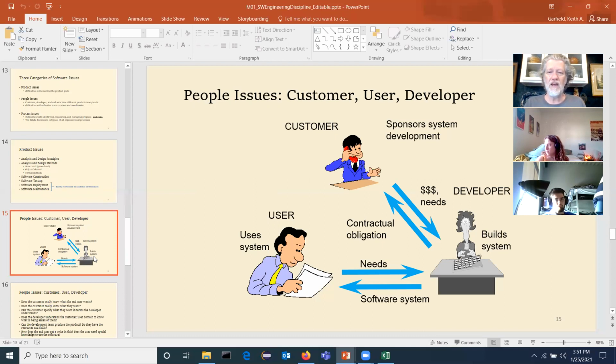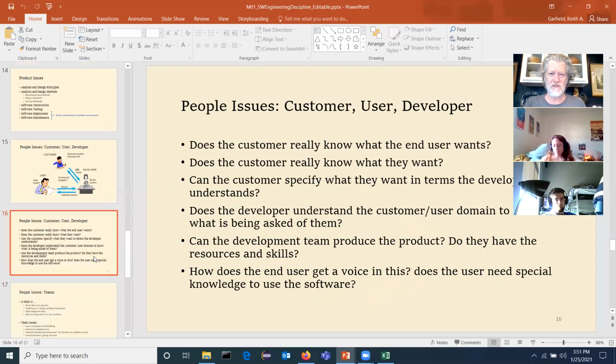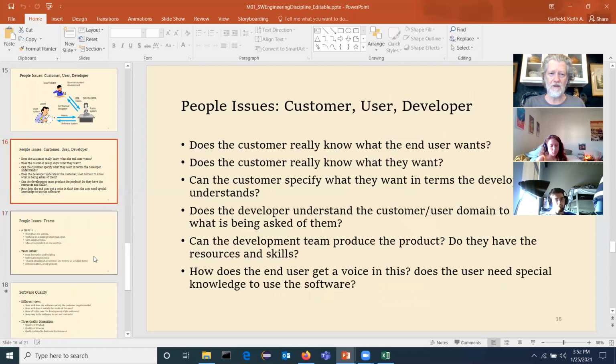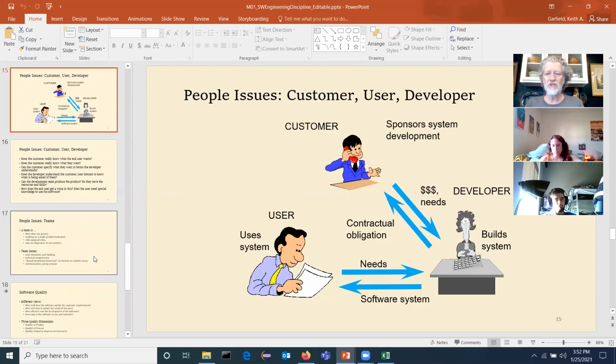All right, what issues do we have between the customer and the developer? Well, the customer comes to you and says, I need software that does X, Y, and Z. As a developer, do you even know what they're talking about?